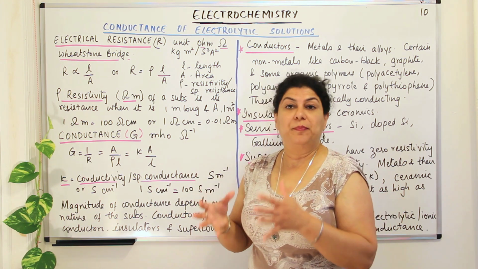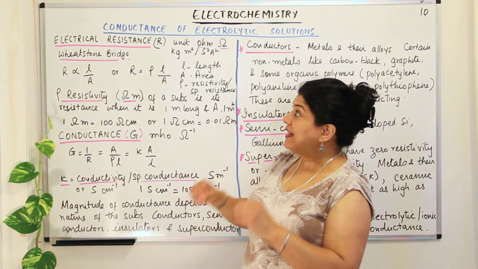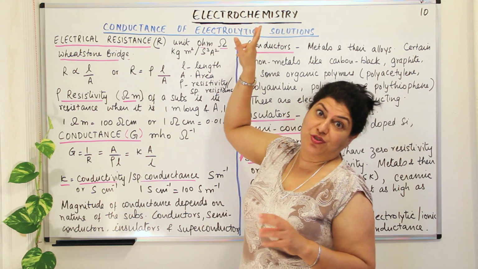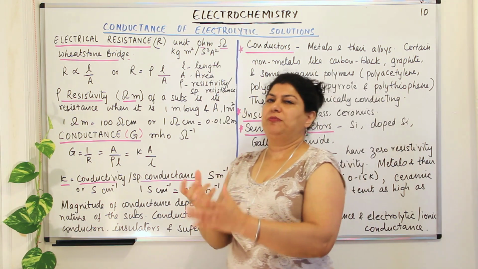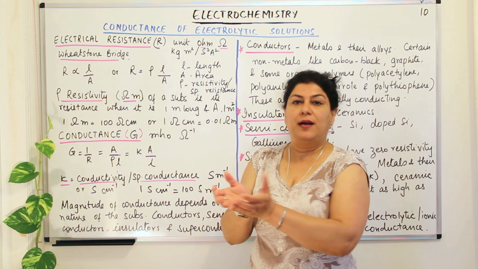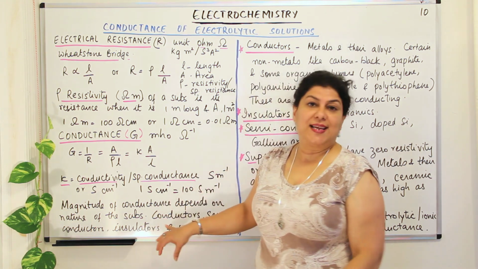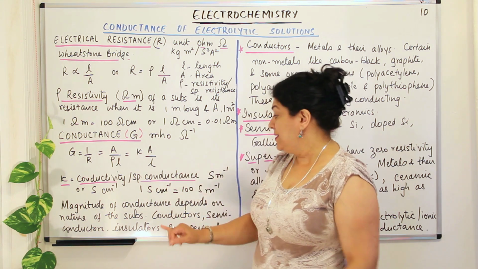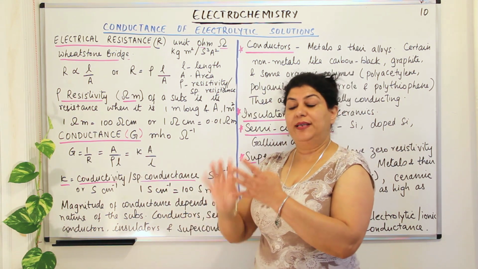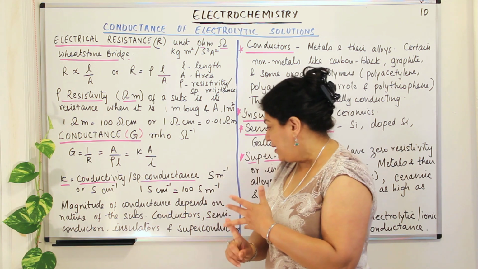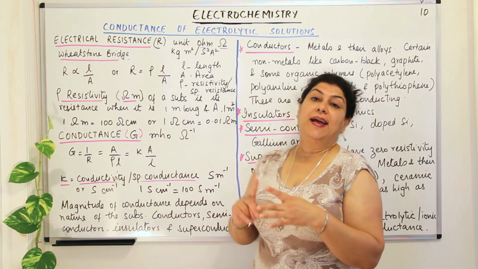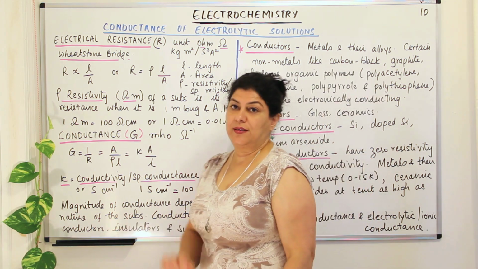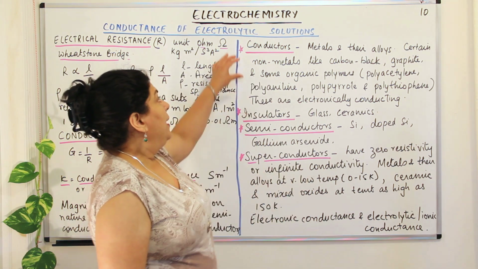If you just take matter as such, we are not yet talking about the electrolytic solution. We are only talking about substances like metal rods or whatever substance generally which acts as conductors. So on the basis of their conductance, we divide them into 4 categories, that is conductors, semiconductors, insulators and superconductors. Let us understand these a little better now.